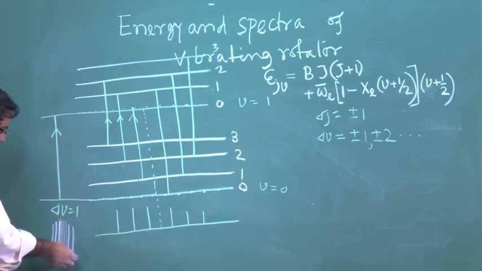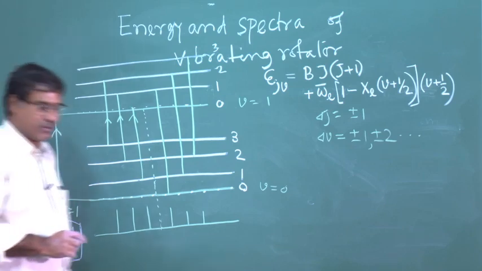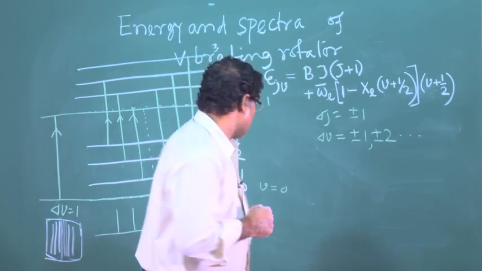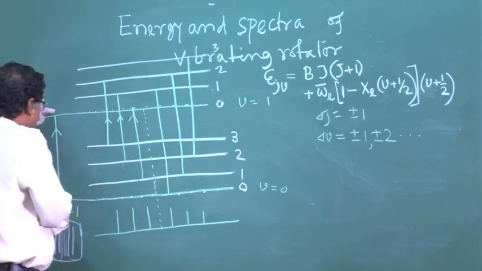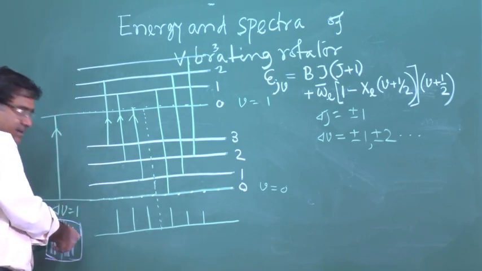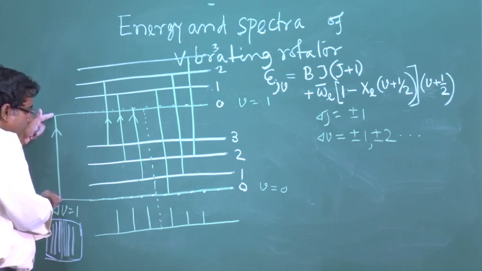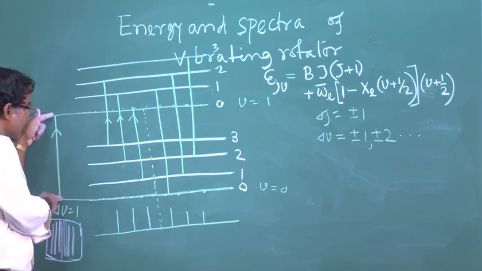So, instead of one you are getting many. Basically, instead of lines you will get a band. Okay. Here I told you when I will get only one line and when I will get this band. Only one line will be obtained when it is purely vibrational. Okay.